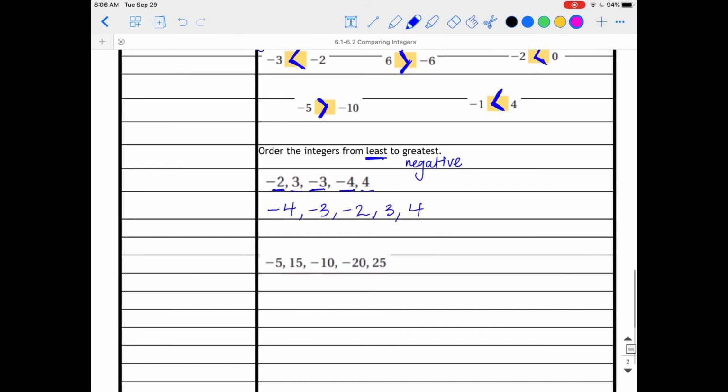Let's move on to this next example. Once again, remember opposite rules for negatives. If it's a bigger negative number, it's actually less. So -20 is going to be the smallest number. Then -10 is going to be that next smallest. Then -5. And in this case, we are left with just positives. You guys should already know how to order those. We're going to do the smallest one first, which is 15, and then 25. All right, so that is how you order.